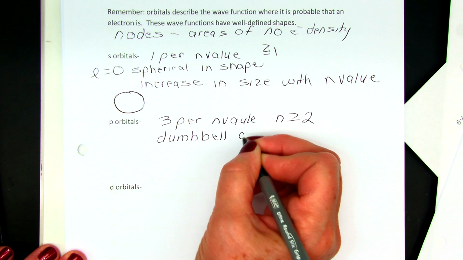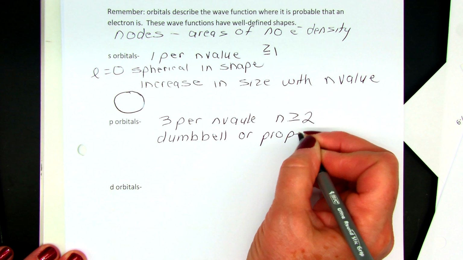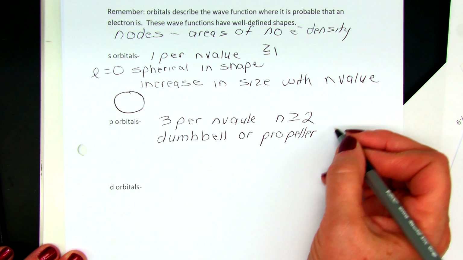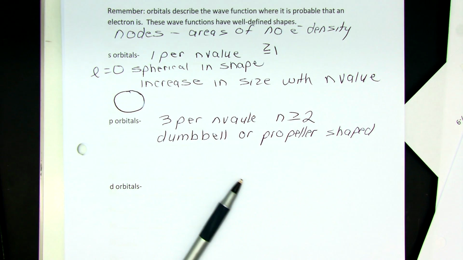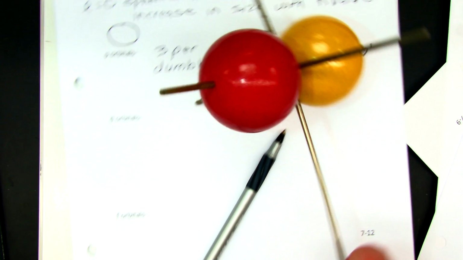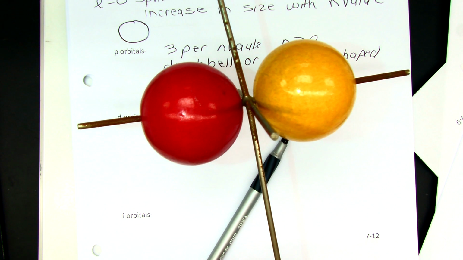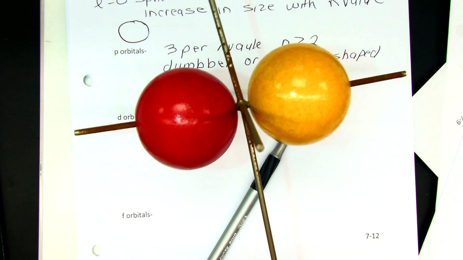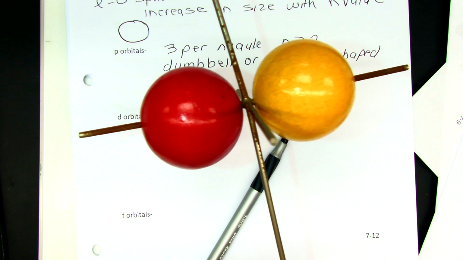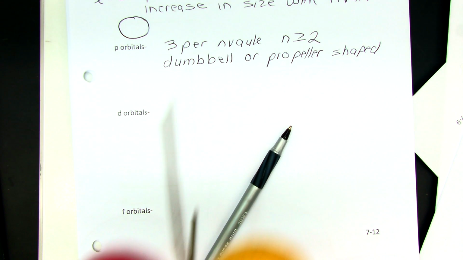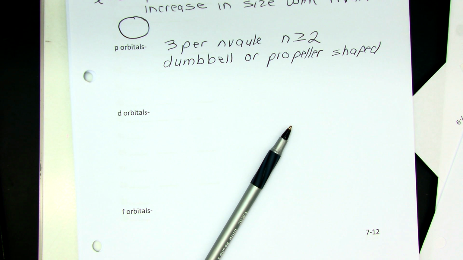Now, I have some models of these, and I'm not really happy with these models because of the paint job on them. And when you look at these they kind of look more like dumbbells. So these are the p orbitals. And what I don't like about the paint job is when I look at this, I see two balls. I see a red ball and a yellow ball. And I don't think of that in my mind as one thing. And every semester when I pull these out, I think that I should come in at night and spray paint them so they're one color.